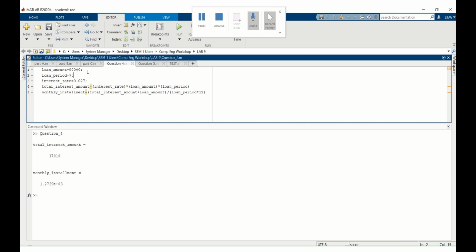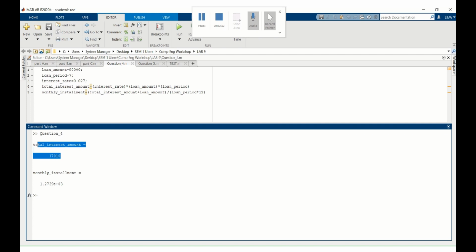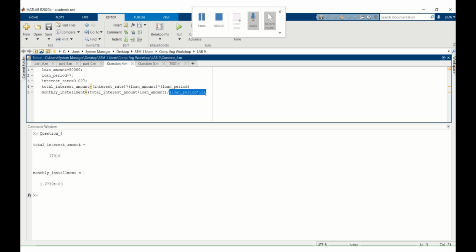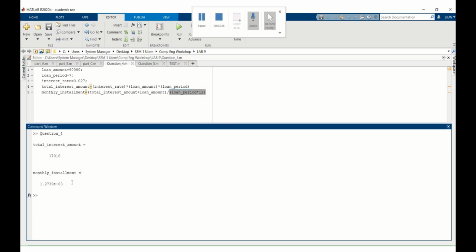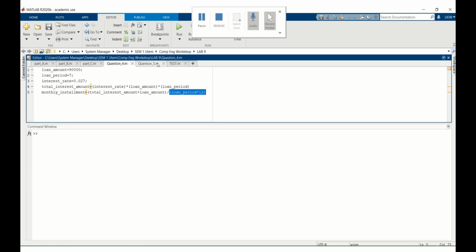So we have to assign the loan amount which is given, and then the loan period, and then the interest rate. So the total interest is calculated for 7 years. So the total interest amount for 7 years is this amount, and then we want to find the monthly installment. We have to divide by 7 years, which is 84 months. So we have to pay this amount each month. And then we proceed to question 5.